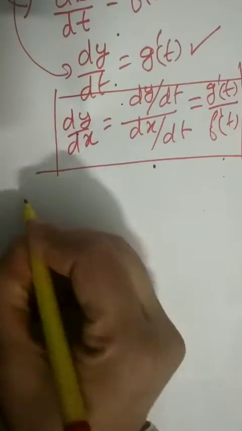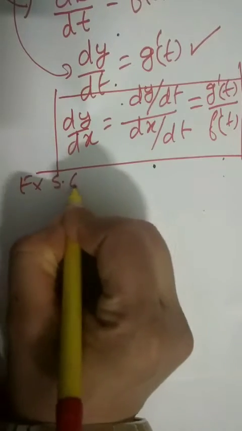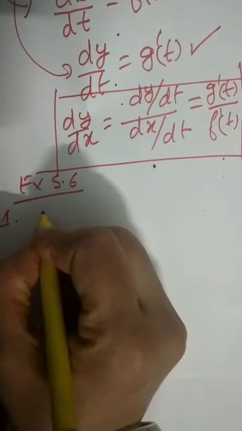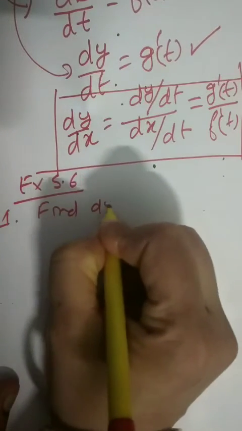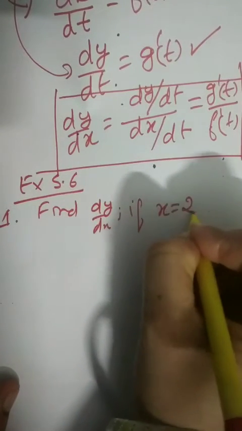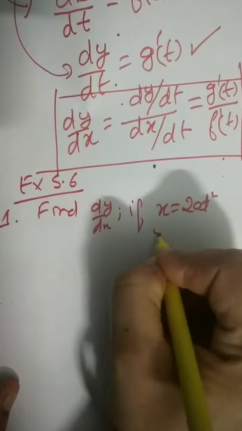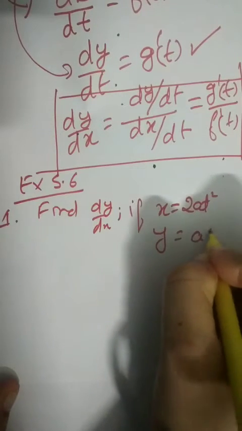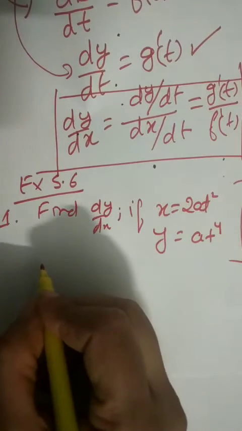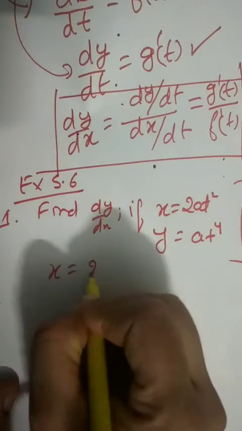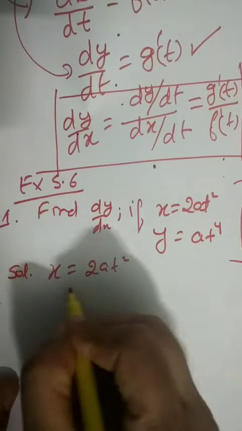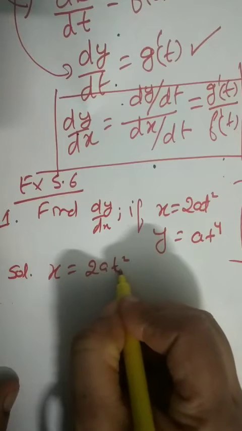It is exercise 5.6. The first question is, find dy upon dx if x is equal to 2at square and y is equal to a t raised to power 4. So this is the value of x and y. What we have to do, we will differentiate x, which is 2at square, with respect to t, because it is represented in terms of t.